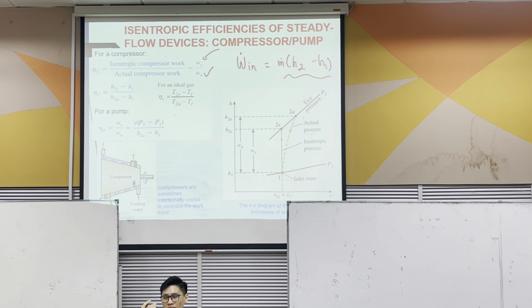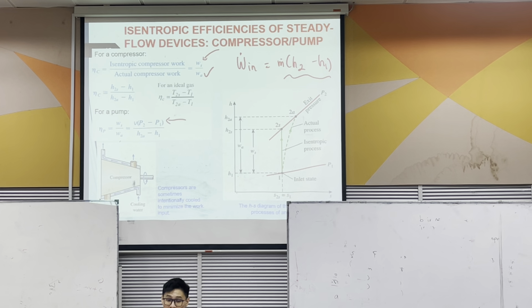So you again go by the same logic that I mentioned just now. You can then remember which one is at the top, which one is at the bottom. The larger value should always be at the bottom. Okay, so other than that, it's the same thing. You replace it with H2S and H2A. For ideal gas, you replace with T2S and T2A. So for pump, you can also replace the H2S minus H1 with v(P2 minus P1) as we derived earlier in 2 slides before this.